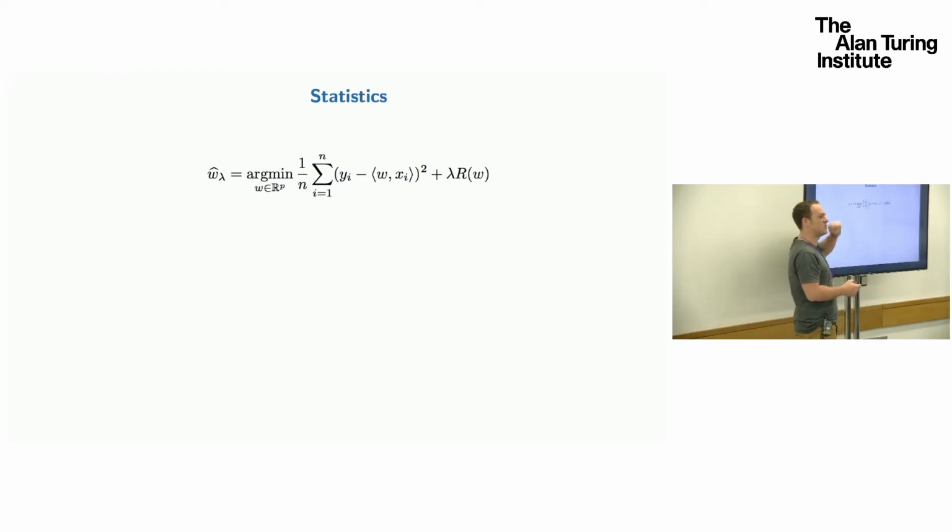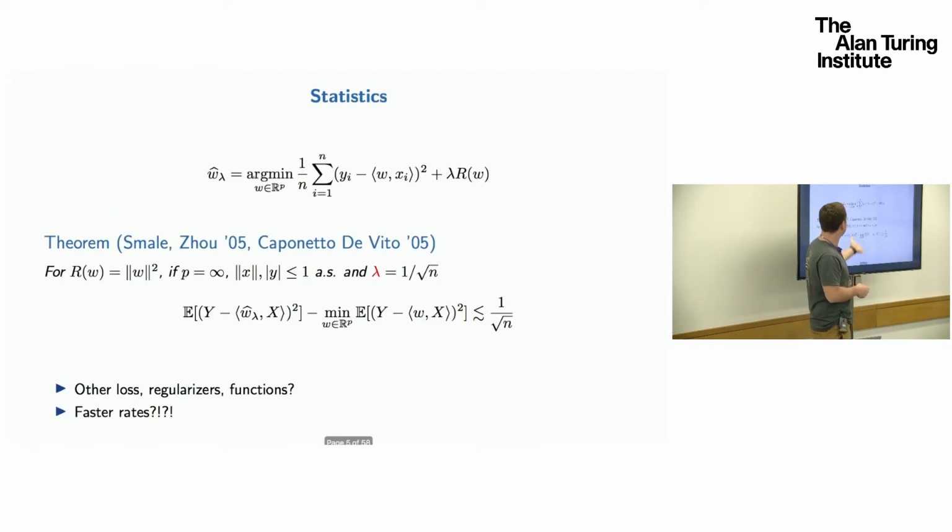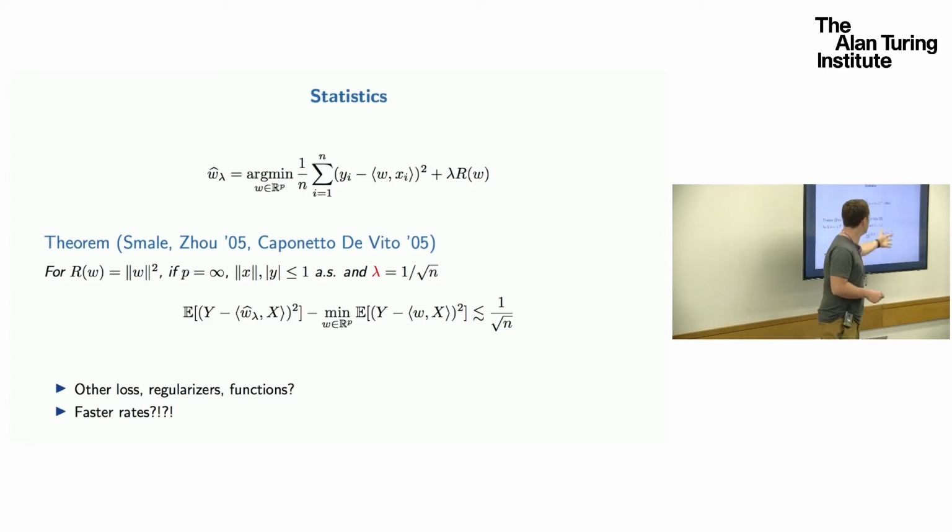And then you can put your statistician hat on and try to prove if this is a good idea or not. After all, you try to solve a problem that you cannot solve exactly because you don't have access to it, so you might want to know how much precision, how much accuracy you can hope for given this many data points, okay? And then you can do theorems that look like this, okay? You put some minimal condition on your random variables, and then you choose the regularization parameter in such a way that you achieve some kind of error, okay?